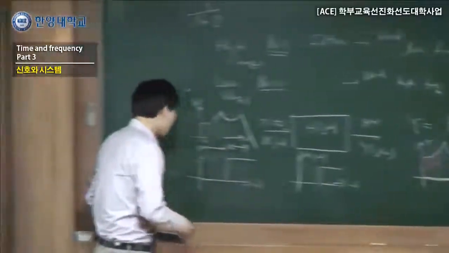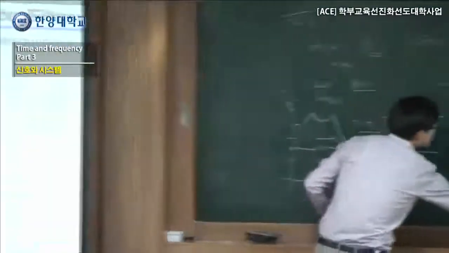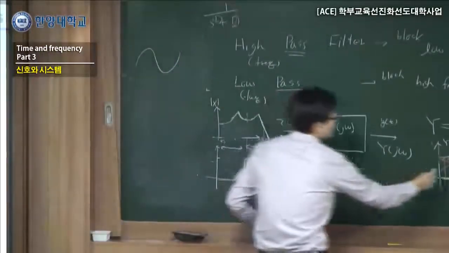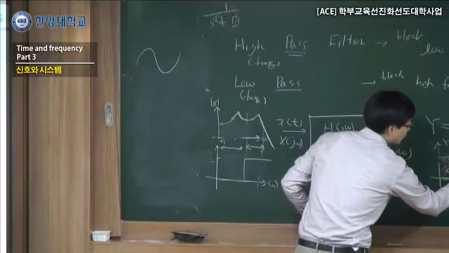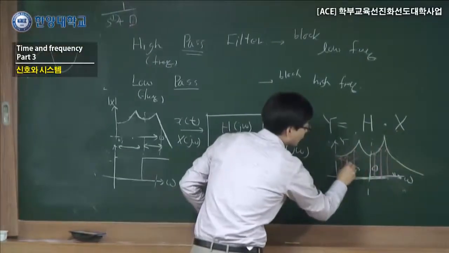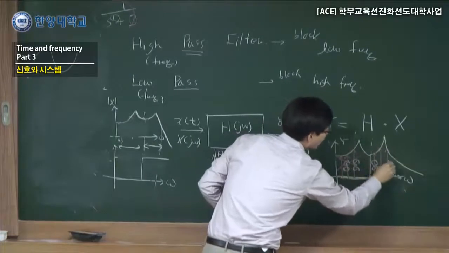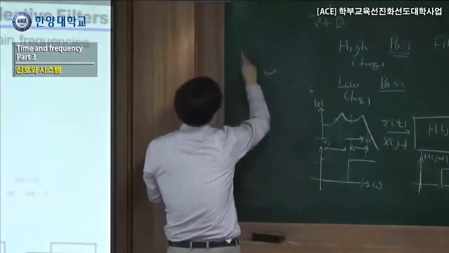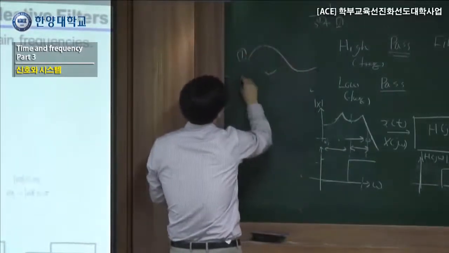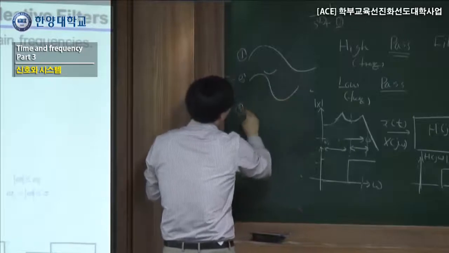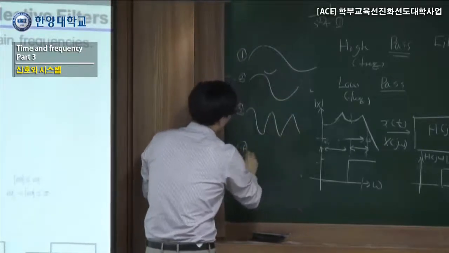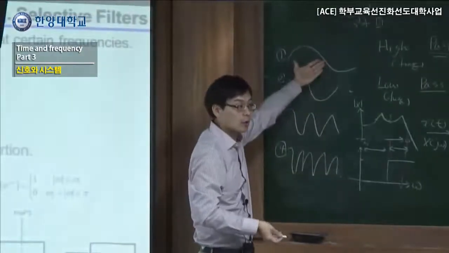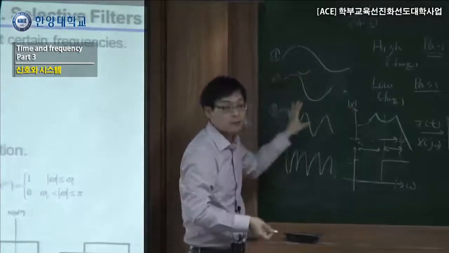So let's simplify the problem. Say this is omega, the lowest one over here. Second one is 1, 2, 3, and 4. First one is relatively slow. This is 1, 2, 3, 4. This is high frequency, faster; low frequency, slower. So 1, 2 do not pass, 3, 4 pass.